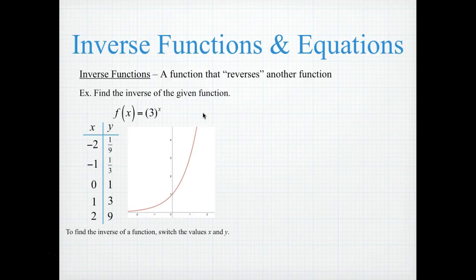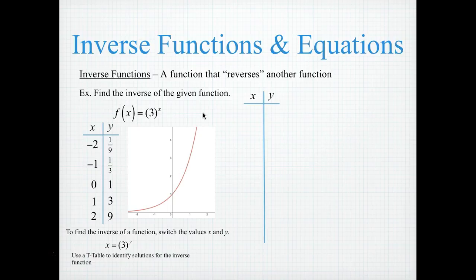To find an inverse function, we have to switch the values of x and y. So instead of y equals 3 to the x power, we're going to trade x and y, and we're going to call it x equals 3 to the y power. Now, we're going to use the same thing. We set up a t-table, but the values of x and y get flipped.